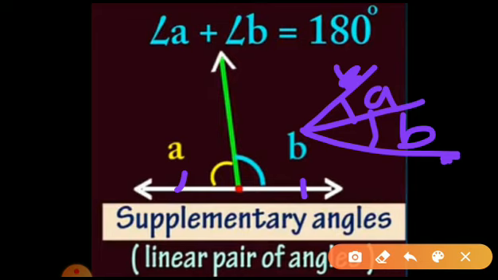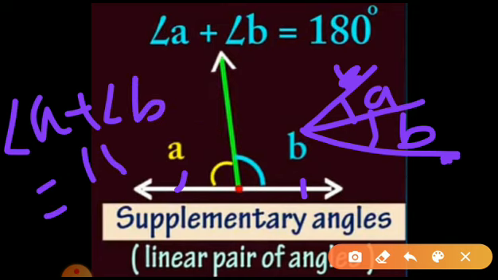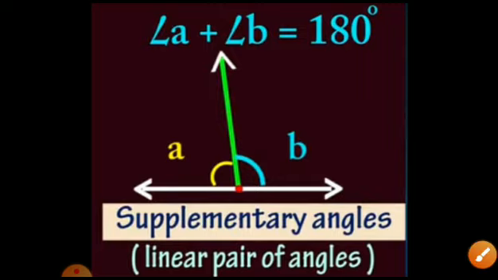That means I cannot say that every adjacent angle is a linear pair. It is not true, but every linear pair of angles is adjacent. So in this case, this will be adjacent as well as a linear pair of angles. So I can say that here angle A plus angle B is equal to 180 degrees, and they are a linear pair.